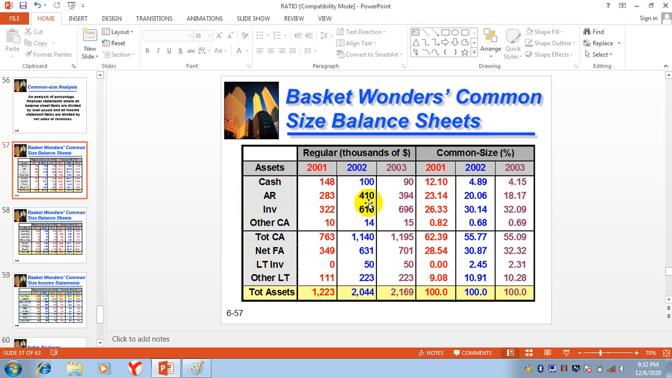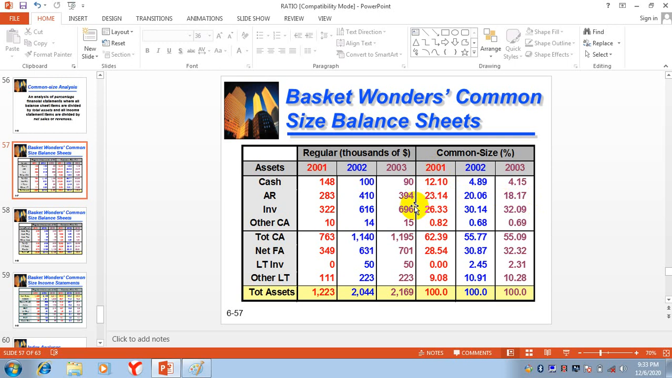The second thing is account receivable. 23% comes down to 20%, comes down to 18.17%. So account receivable is going down. This is indicating the efficiency of the collection of the company. Previously in 2001, our total account receivable at the end of year was 23%. Now it is 20. Now it is 18.17.